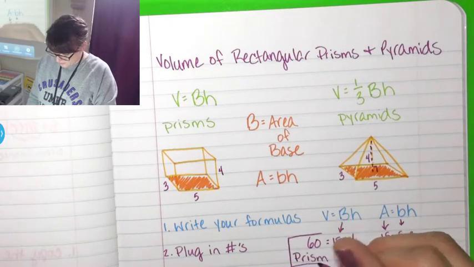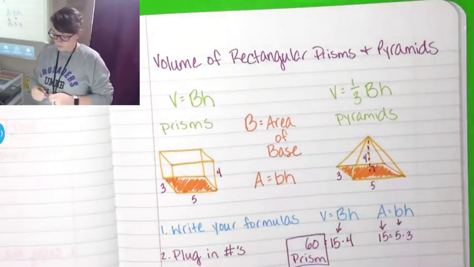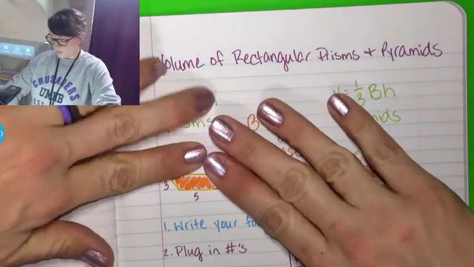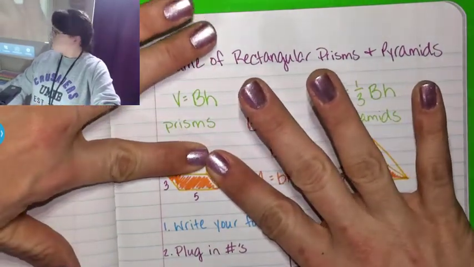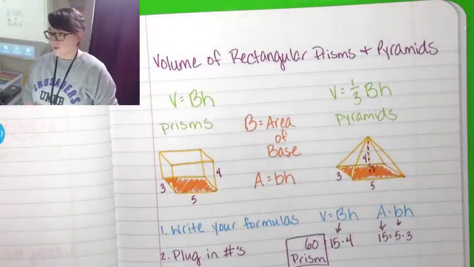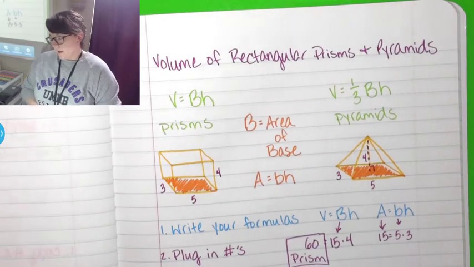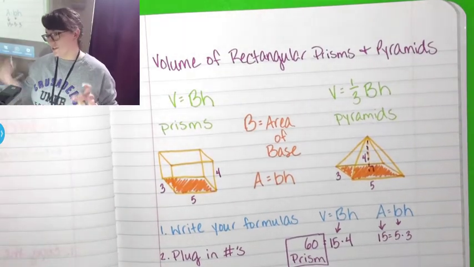Now, for area, why is it 3 and not 4? Because I want the orange rectangle. Oh, okay. Rectangular prisms, you just do 3 times 5 times 4. But tomorrow we do triangles, and you can't just do that.